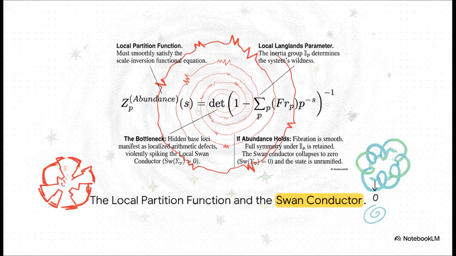Now, focus your attention on the local partition function equation in the center, and notice the Swan conductor bottleneck mapped out right below it. The formula for z sub p heavily depends on the local Langlands parameter. If the abundance conjecture were to fail, hidden base loci would act as localized anomalies. And what happens then? The Swan conductor violently spikes, shattering the full symmetry of the local parameter and completely breaking the functional equation. System failure, basically.